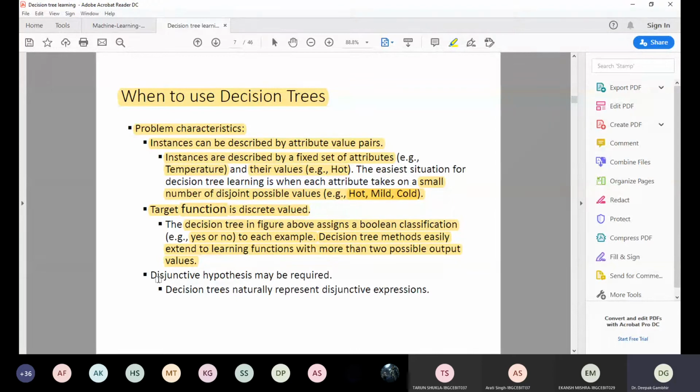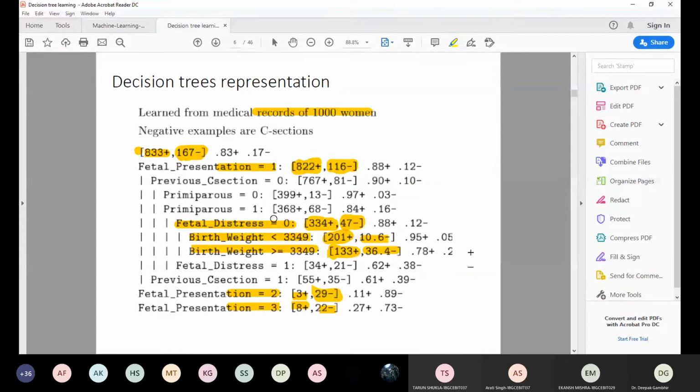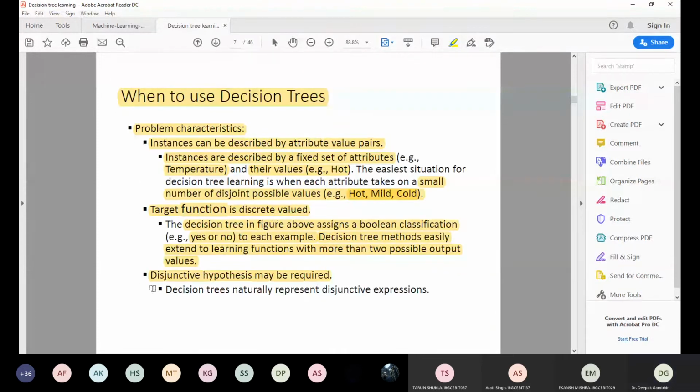In the case of decision tree, a disjunctive hypothesis may be required. Disjunctive hypotheses are those with one hypothesis on one side and another hypothesis on the other side. For example, we have learned in our tree that it is outlook sunny and humidity normal, or outlook overcast, or outlook rainy and wind weak. All of these result in the positive output, that is, play tennis is yes. So decision trees naturally represent disjunctive expressions.